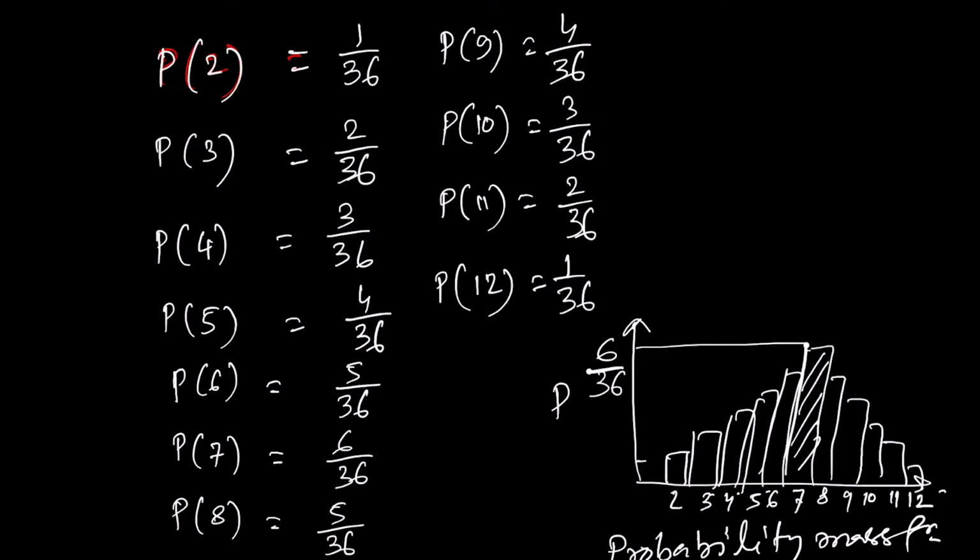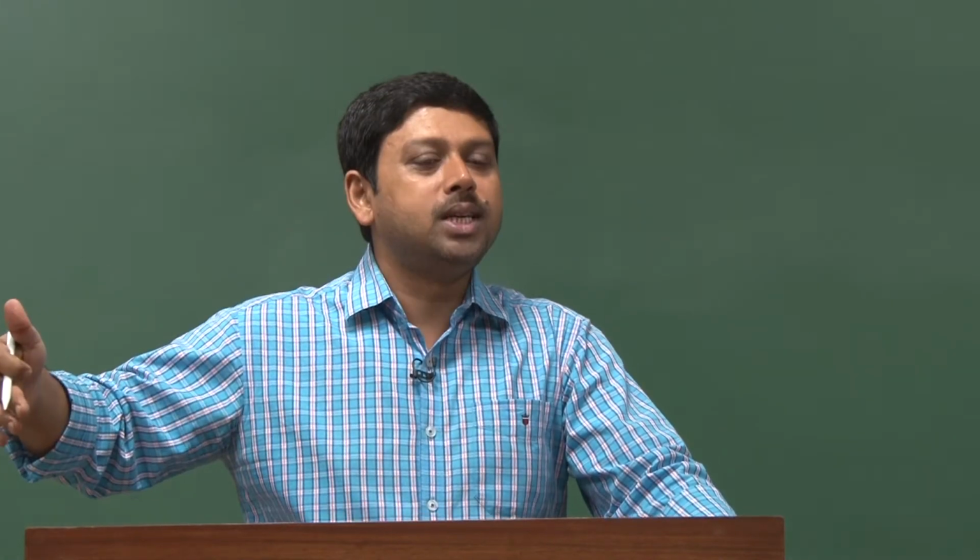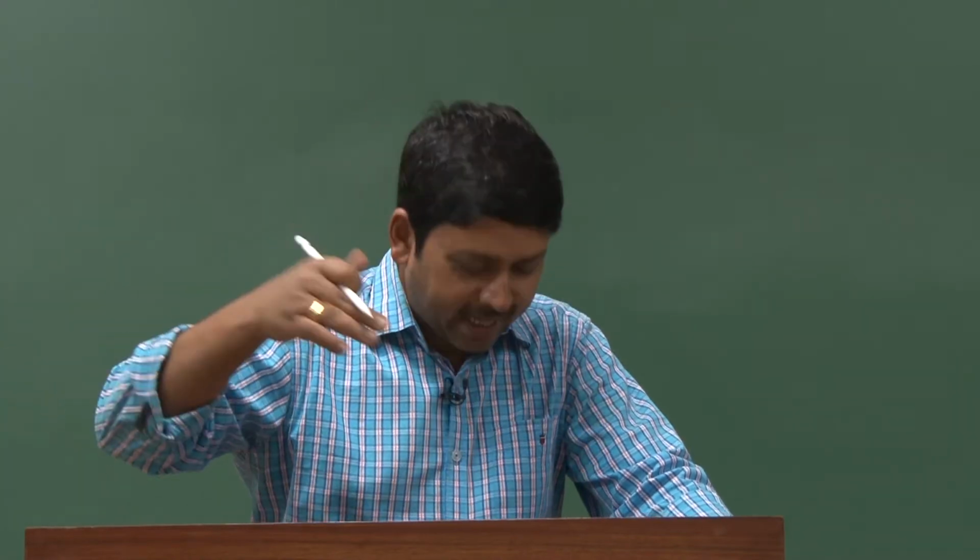So, what is the most probable situation? 7. That means if you roll it many times, you are going to see 7 as an outcome more often than 2. And we are going to do the experiment here to show you exactly that.